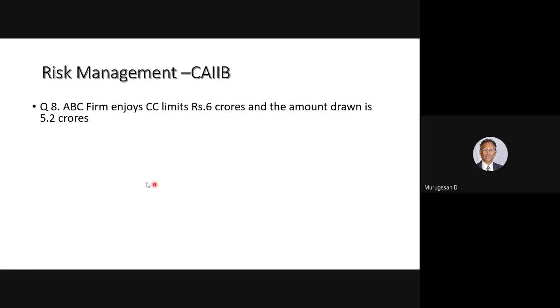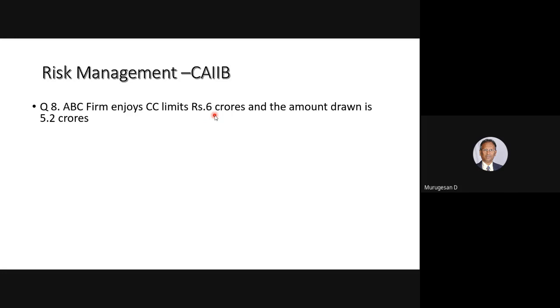Okay, now you see the question. ABC firm, 6 crore. Here they will not give the risk weight. It is a firm, maybe a partnership firm or a small unit, proprietary firm. They enjoy a CC limit of 6 crore. Now, immediately remember, note down, exposure up to retail exposure. Retail means it is a retail loan, a small loan, not a corporate loan.